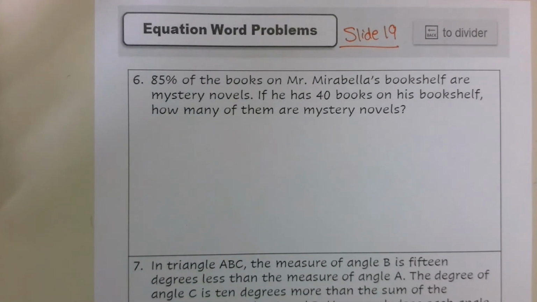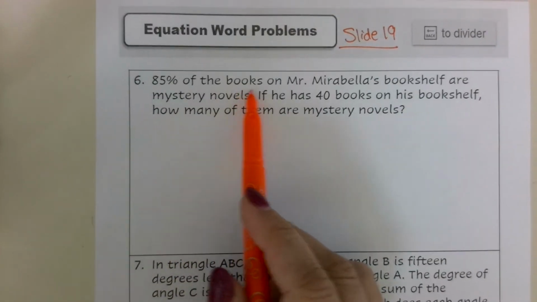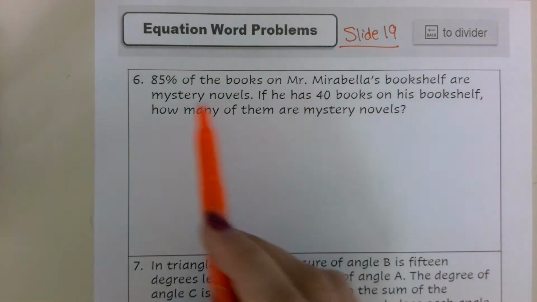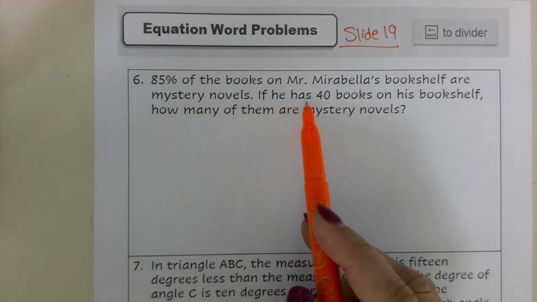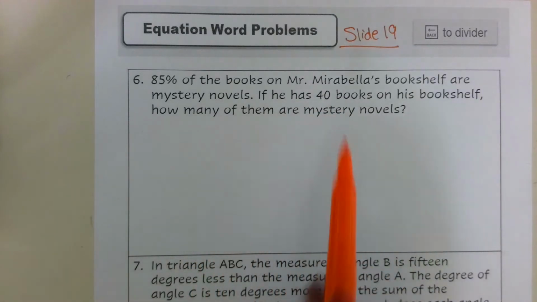We're talking about equation word problems. We're on slide 19 of your digital notebook. Please print this slide out or have a piece of paper to write down the notes. So number 6: 85% of the books on Mr. Marabella's bookshelf are mystery novels. If he has 40 books on his bookshelf, how many of them are mystery novels?